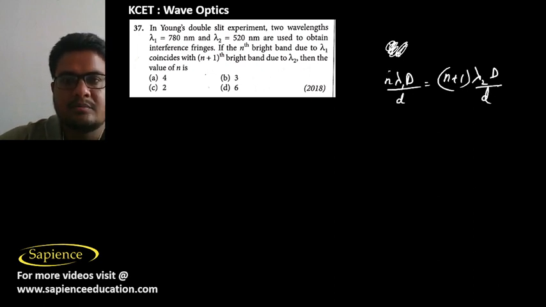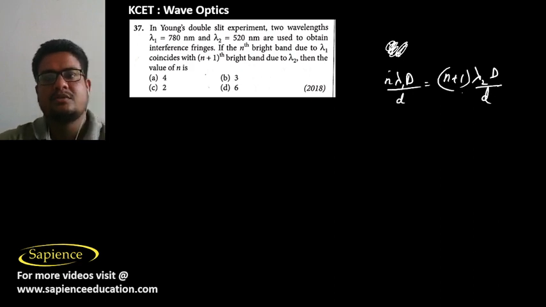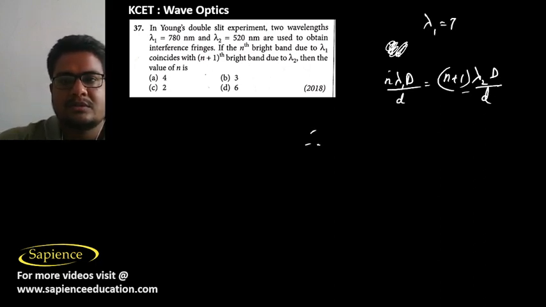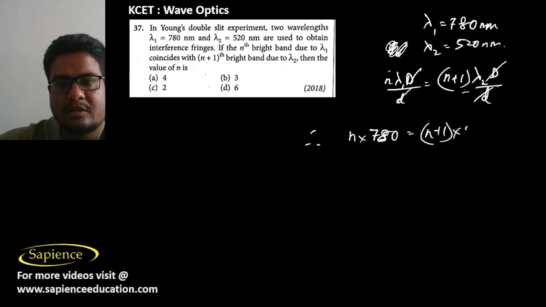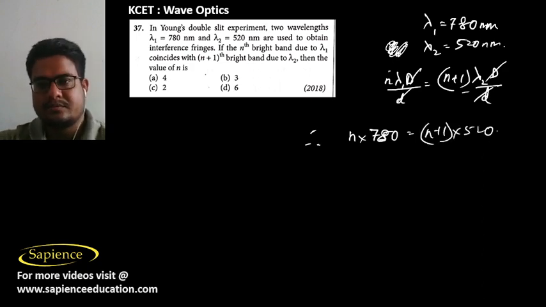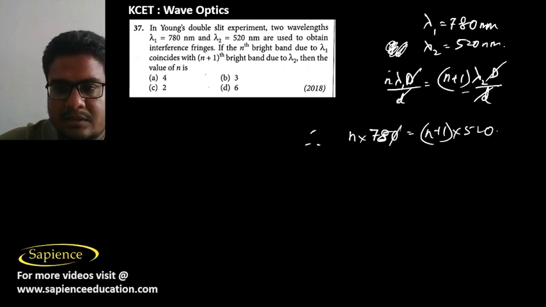That is equal to (n plus 1) lambda 2 D by d. This means the nth bright band due to lambda 1 coincides with the (n plus 1)th bright band due to lambda 2. Here lambda 1 is given as 780 nanometer and lambda 2 is given as 520 nanometer. So D and d will cancel out. Therefore n into 780 is equal to (n plus 1) into 520, and n is an integer.